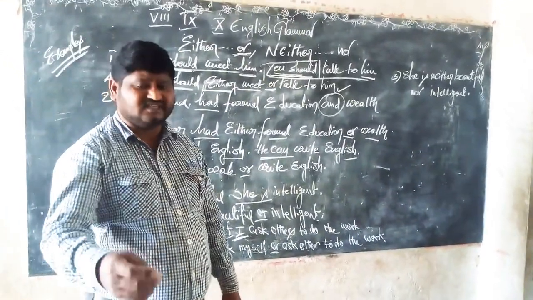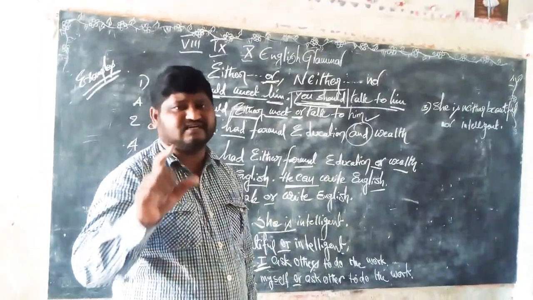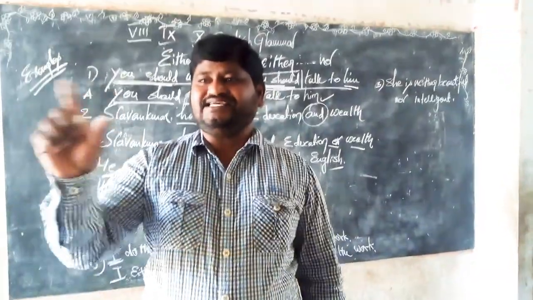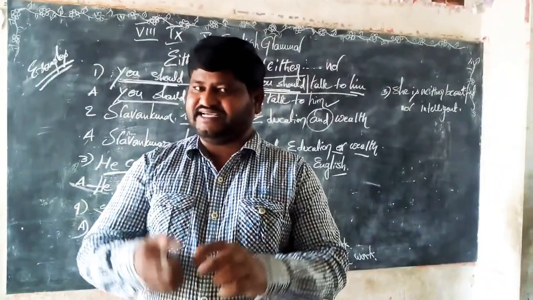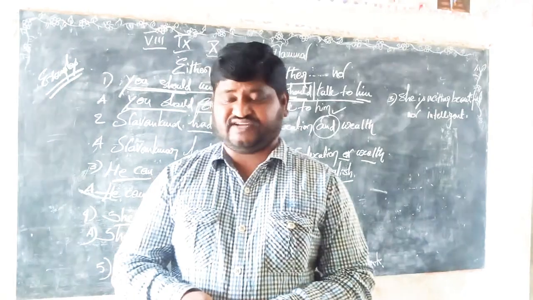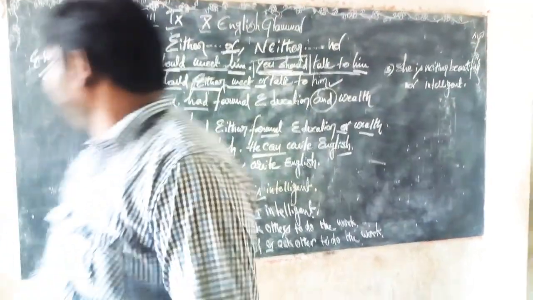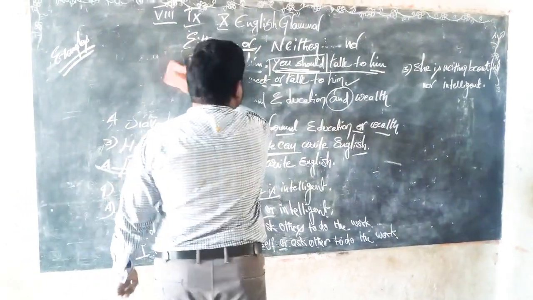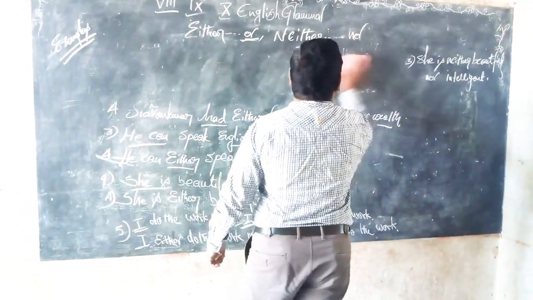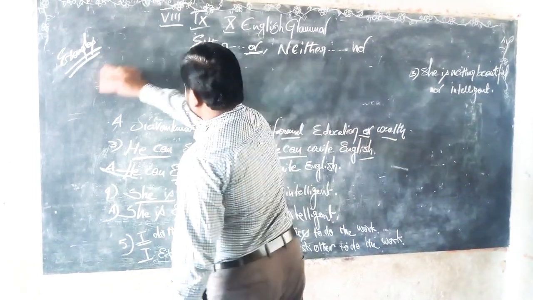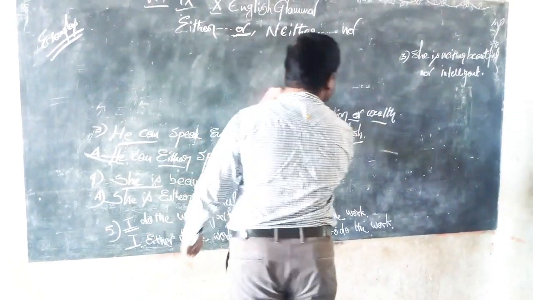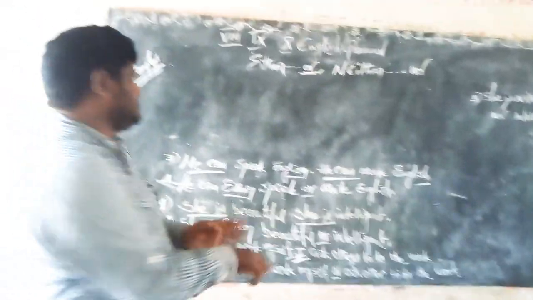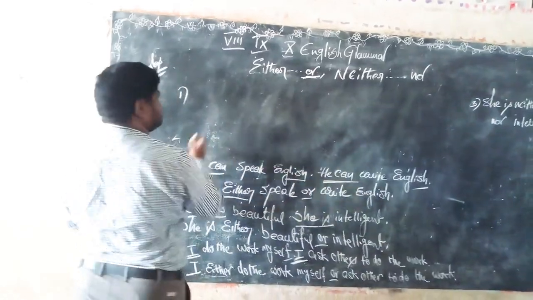Now I am going to give two examples for neither nor also. So what is neither nor? Neither nor is used in a negative statement, a negative sentence, friends. So how do we write the neither nor? So friends, see the example. This is the neither nor.